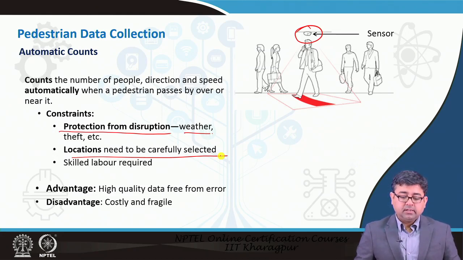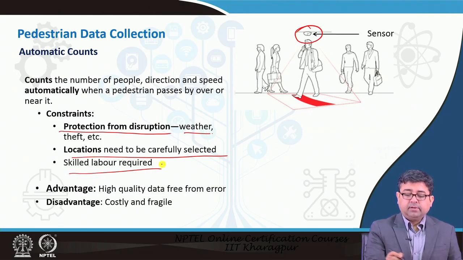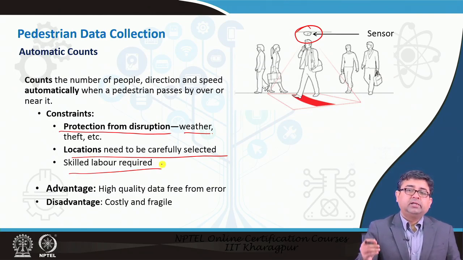So, it causes a problem. So, the location and the placement of these automatic devices is very, very crucial. Again, they need skilled labor. Now, not only for installation, but for extraction of the data, you will have to have people who understand how to extract this data and count it then.